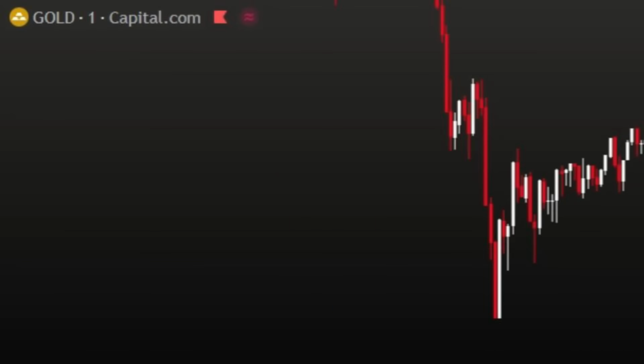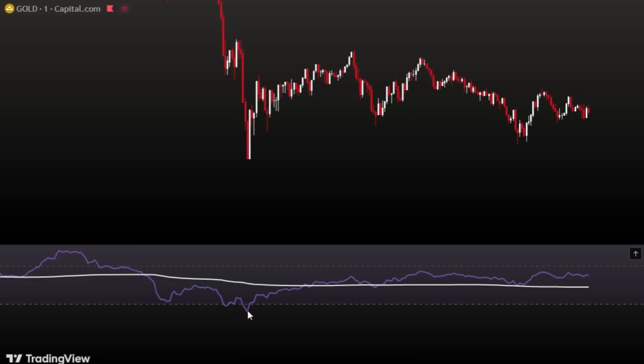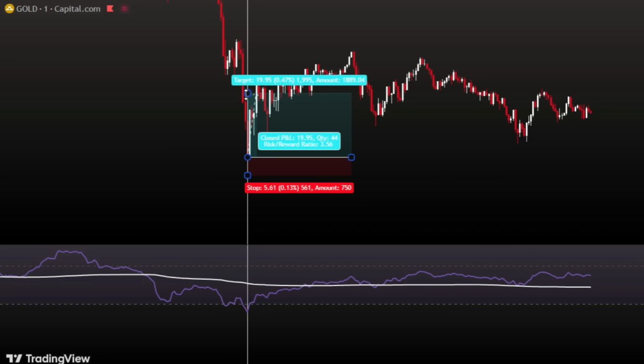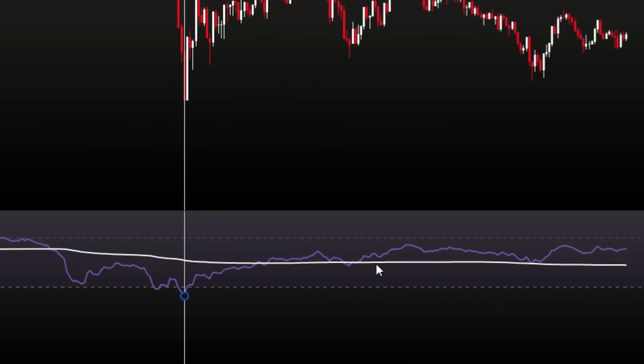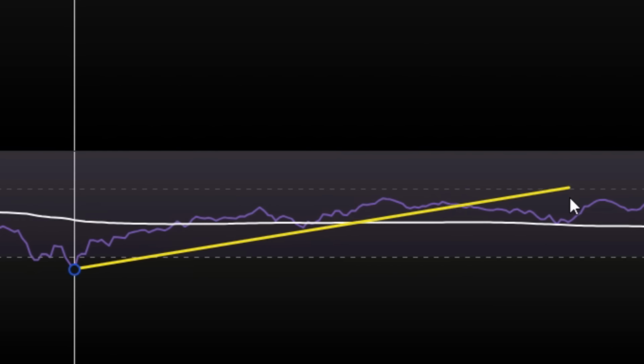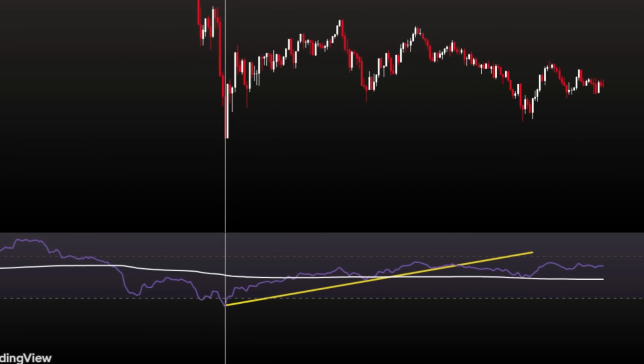One more example on gold, recorded in the live market at the time of creating this video. In this chart, the RSI was in oversold zone, giving a bullish reversal indication. Now I can draw an RSI trend line, starting from the tip in the oversold zone and connecting it towards the points near the midline. I can do the same thing on the main chart.